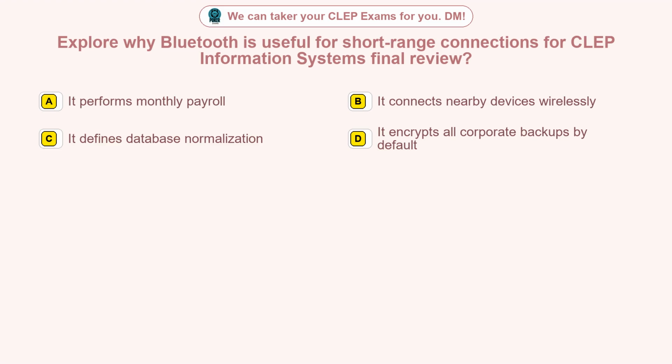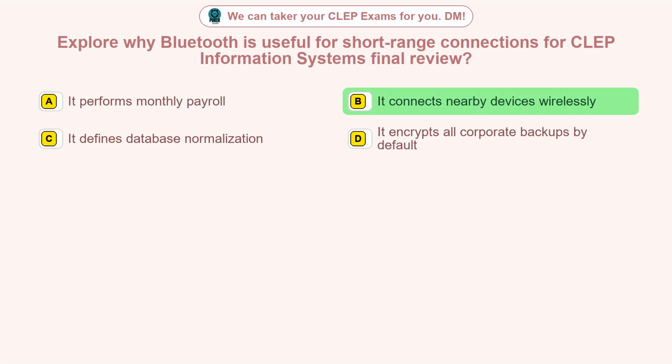Question 61. Explore why Bluetooth is useful for short-range connections for CLEP Information Systems final review. Option A. It performs monthly payroll. Option B. It connects nearby devices wirelessly. Option C. It defines database normalization. Option D. It encrypts all corporate backups by default.